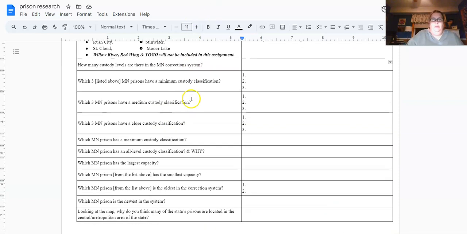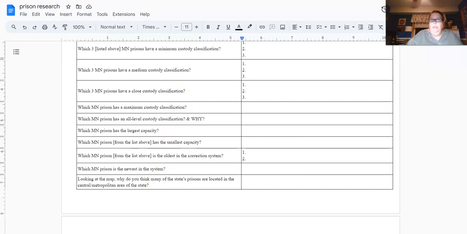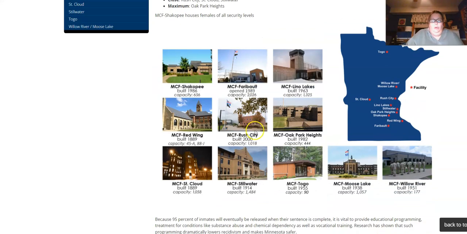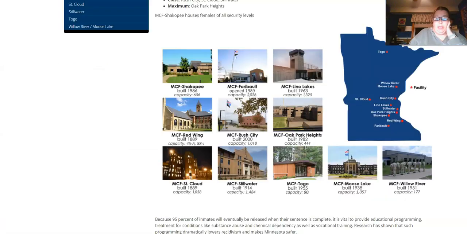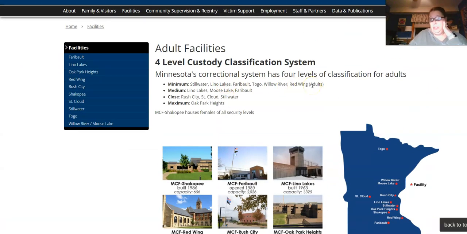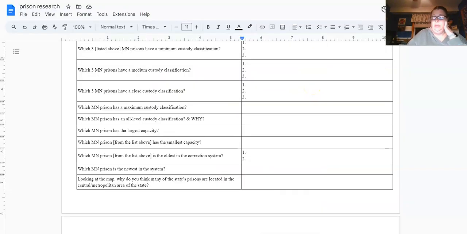For the remainder of these questions, you are going to find the information on this page. You won't have to go anywhere else for that information but to look on this particular page. Questions like, which ones have medium custody? Which ones have closed custody? Which ones have the maximum security custody? Which Minnesota prison has all levels of classification and why? Going back to this, the answer is all on this page. I cannot provide you any more direction on how to find those answers.